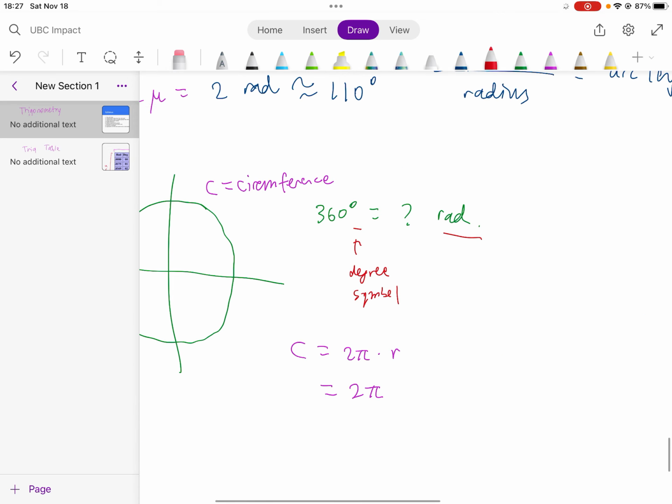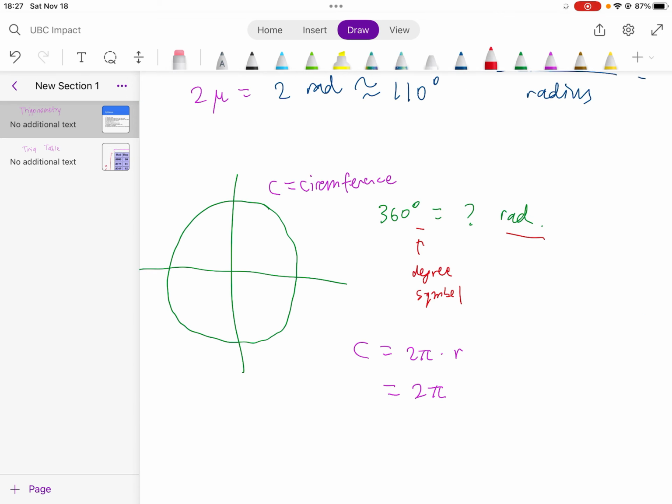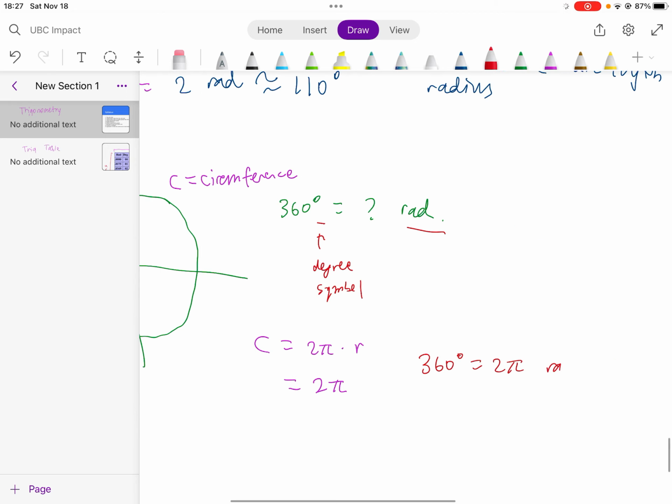Which means that if the arc length is the circumference, which is 2 pi, then the ratio between the arc length and the radius is also 2 pi, which means the number of radians is 2 pi. And so 360 degrees, the entire circle, is equal to 2 pi radians. Okay?